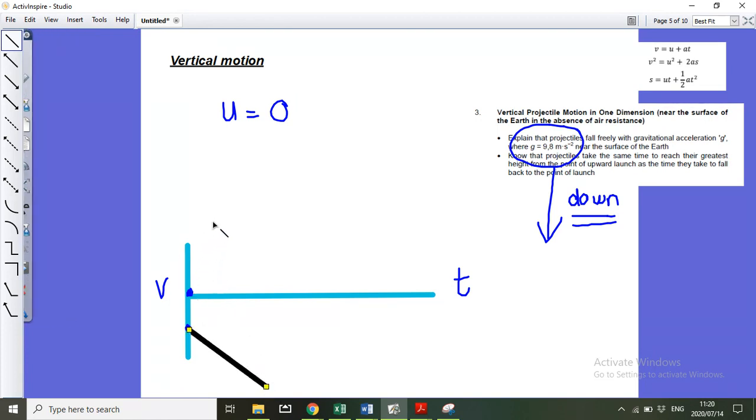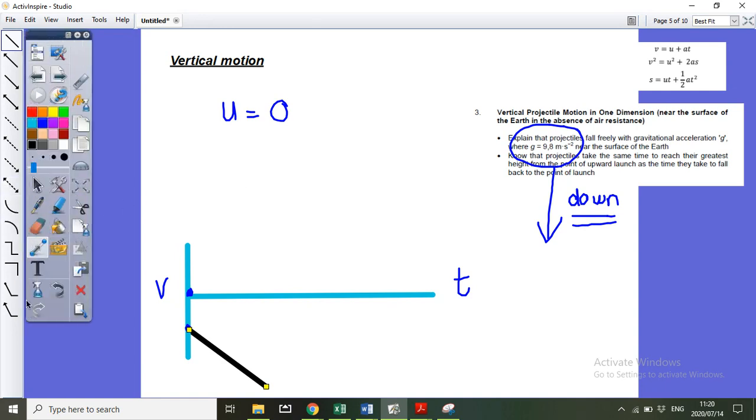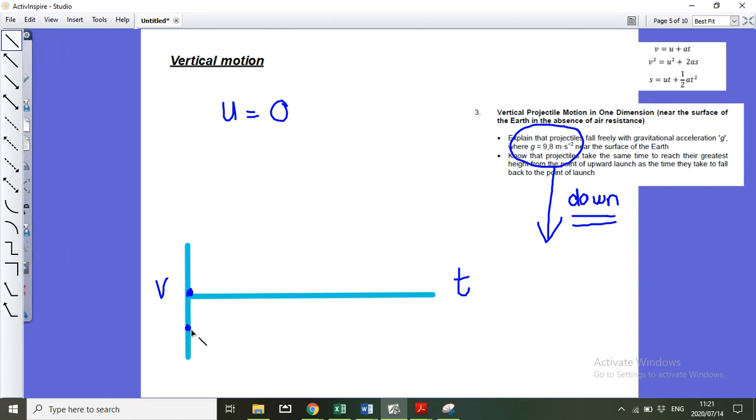So similar to what we had with being thrown down and deciding that down is positive. If you're throwing an object upwards, now be careful. If an object is being thrown upwards, it's going to leave your hand at a specific speed, so it's going to have a velocity. Whether it's negative or positive doesn't matter. Let's say we decide that down is negative. So we're going to start here with a negative velocity.